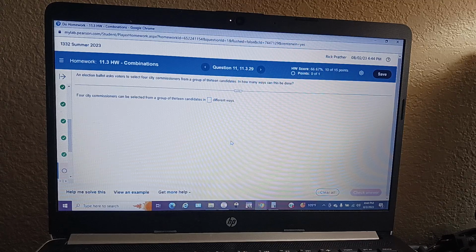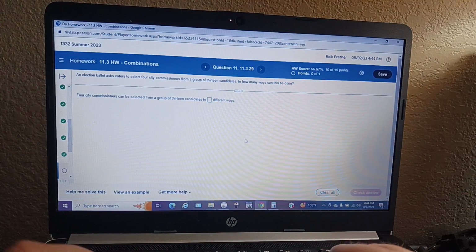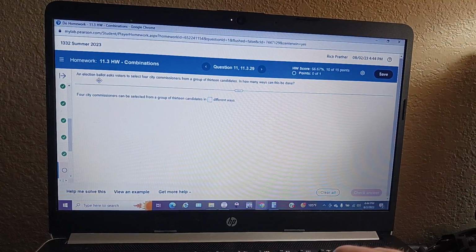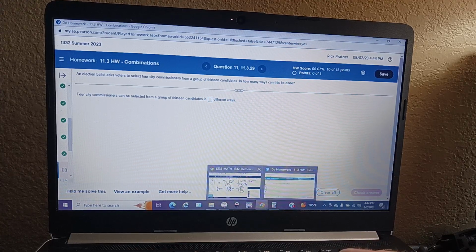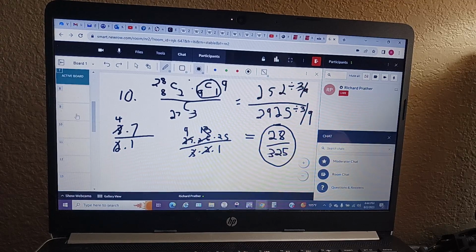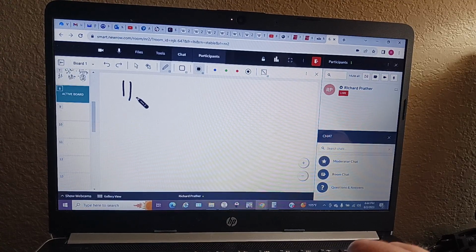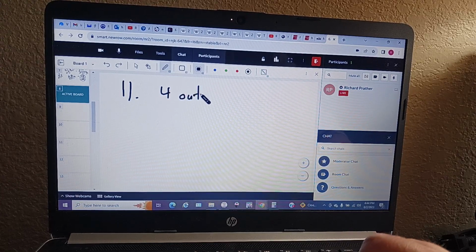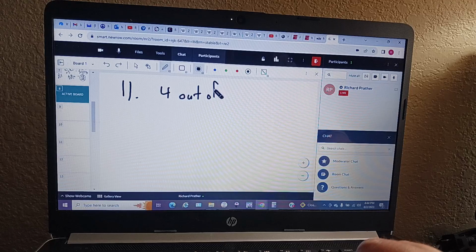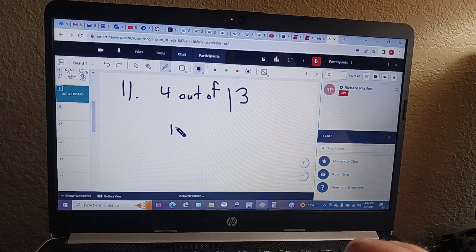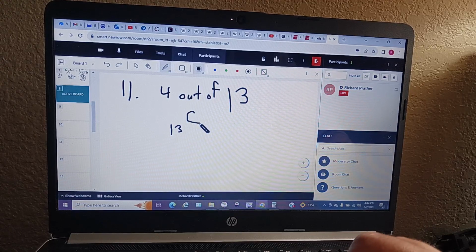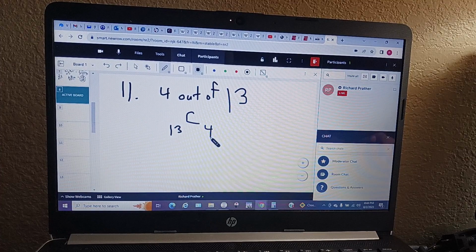This is the other thing they do. They have like a panel of people who all have an equal vote. So that way you don't have one person trying to dominate everything. So an election ballot asks to vote for 4 city commissioners. City commissioners all have the same job. So I'm picking 4 out of 13. That's how I know it's either a permutation or a combination. And then because it doesn't specify that the jobs are different, it just says they're city commissioners, that makes it a combination. And then you always put the bigger number first, combination, and then the smaller number.